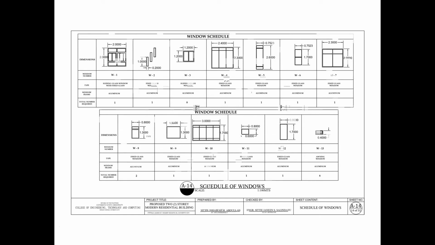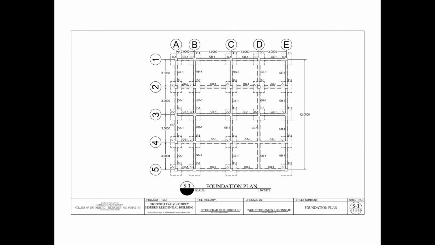Lastly, in the architectural plan is the schedule of window. For the schedule of window, there are 13 windows. I've also indicated the dimension of each window. Regarding the type, there are sliding glass door, fixed glass window, and sliding glass window with fixed glass, and the window frame is aluminum. So let's proceed to the structural plan.